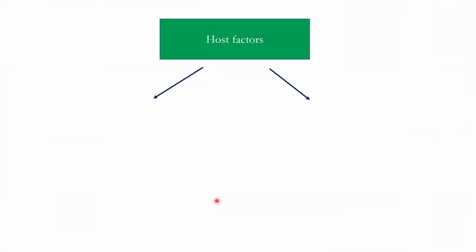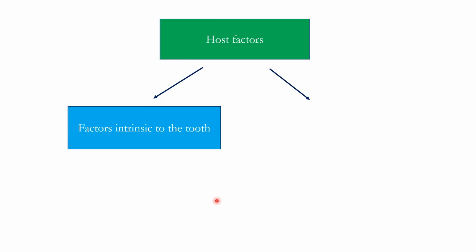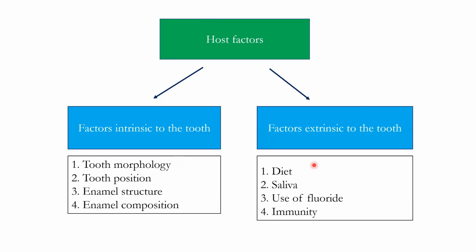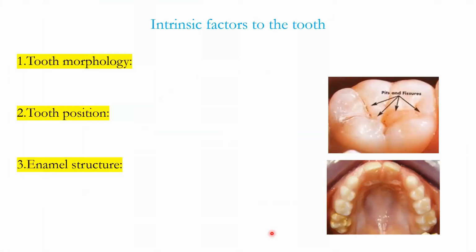So that was about the microbial flora. Now we will move on to the host factors. The host factors can be either intrinsic or extrinsic to the tooth. Factors which are extrinsic to the tooth we will deal with later. Factors intrinsic to the tooth are tooth morphology, tooth position, and enamel structure and composition. The ones which are extrinsic to the teeth are diet, under which I will be covering the carbohydrate in detail, saliva, the use of fluoride, and of course the immunity of the individual.